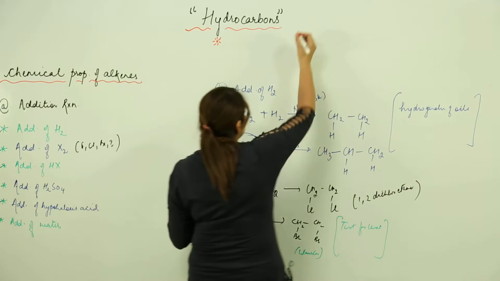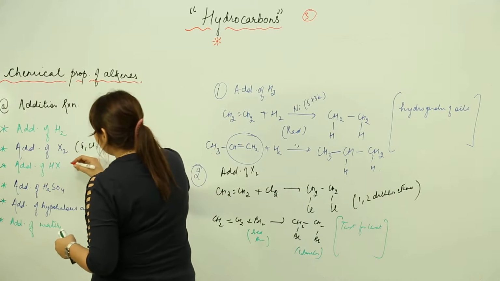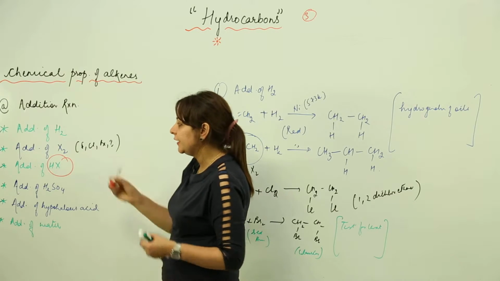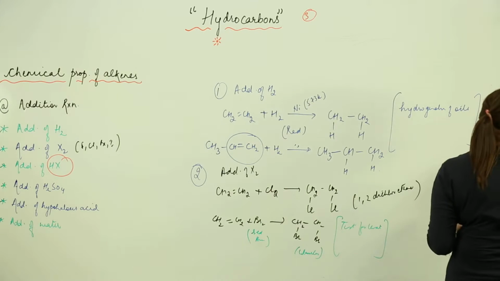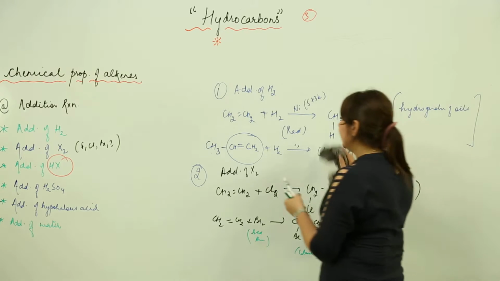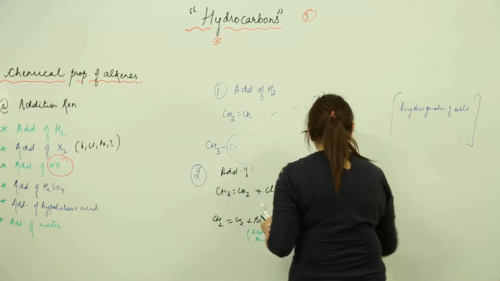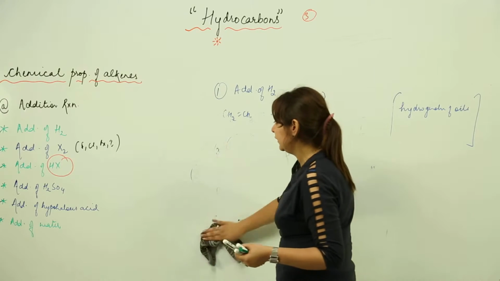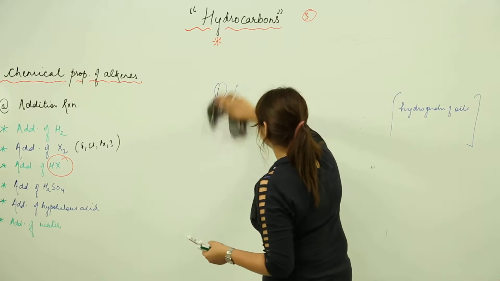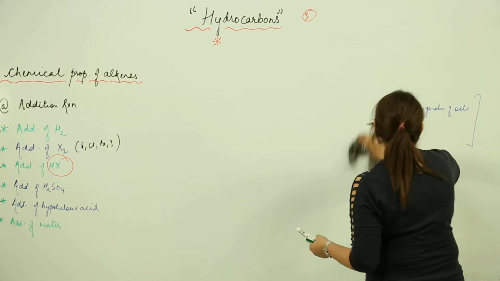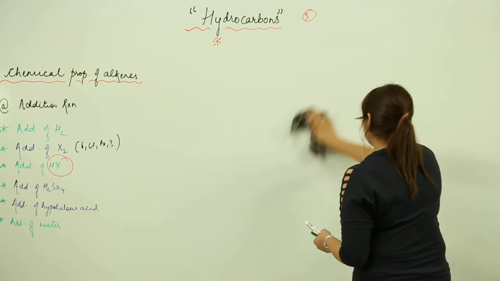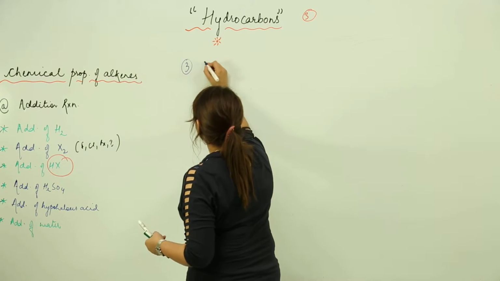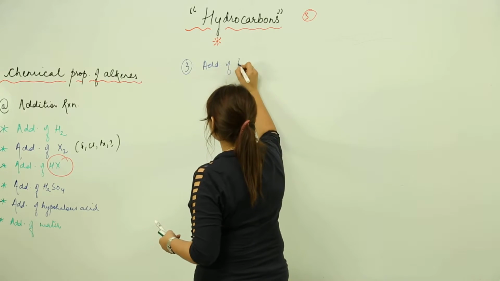The third addition which I am going to show you is the addition of HX. This is very important, as I am going to show you very important things in it. It involves certain rules which are very important from the exam point of view. So just concentrate on the board. So the third is addition of HX.